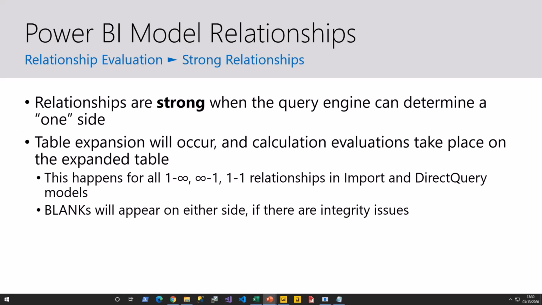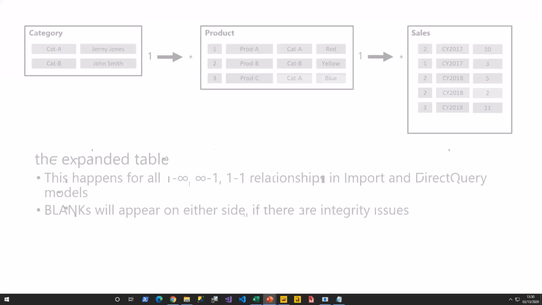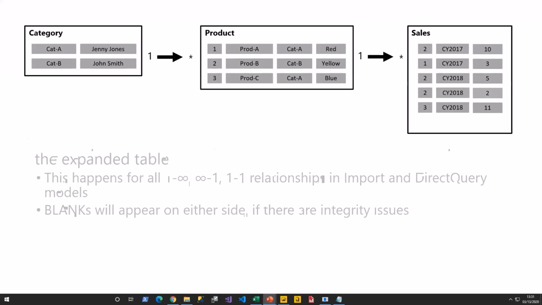So the strong relationships are the good ones. It means that Power BI can determine that there is a one side to the relationship. So in a one-to-many relationship or a many-to-one relationship, and even a one-to-one relationship, these relationships are strong providing that the model is an import model or a direct query model. Okay, so it might be easier to explain what this means and why.